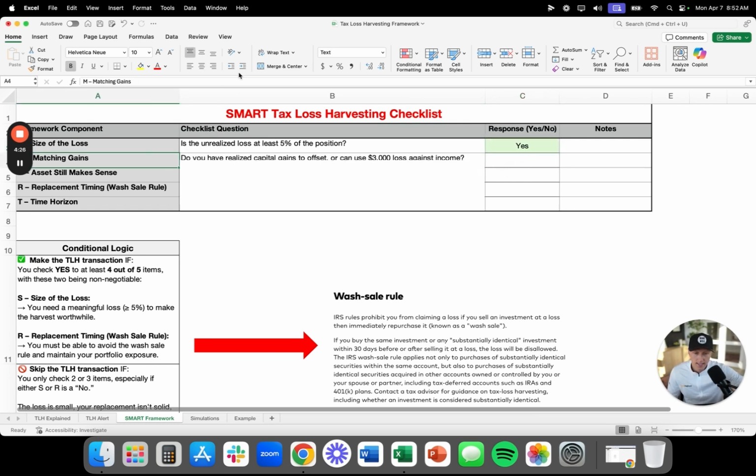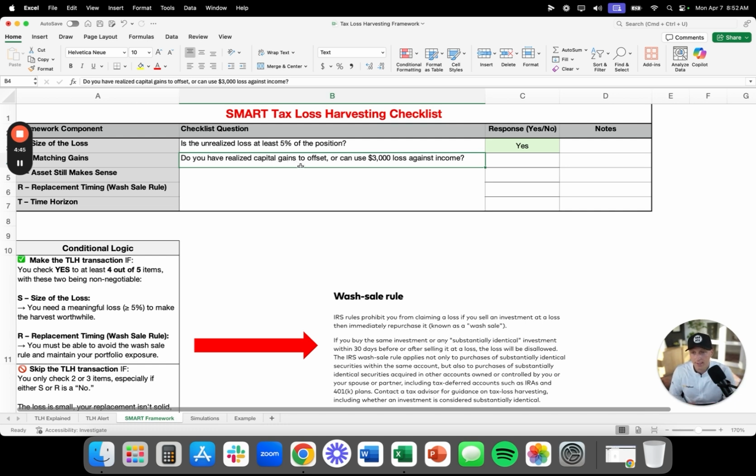Okay. The next thing is matching gains, which is the M of the SMART framework. So do you have realized gains to offset, or can you use $3,000 loss against income? This is almost a guaranteed yes for most people. Here's why: you might not have realized gains. When I talk about realized capital gains, this is where you've sold an investment in a taxable account, which is very key here, because in a retirement account, you don't have capital gains. That's a very, very important concept of this whole thing.